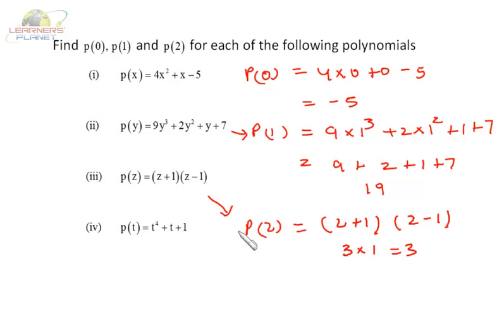Okay. I calculate P0 for this also. So if it is P0, I have to put the value of t as 0. So it's 0 raised to 4, that is 0 plus 0 plus 1. So finally it is 1. So I hope you are clear. How do you find P0, P1, P2 for any of the polynomials?